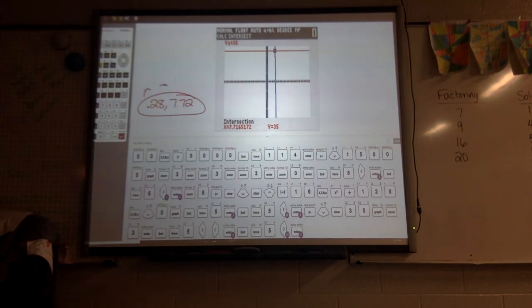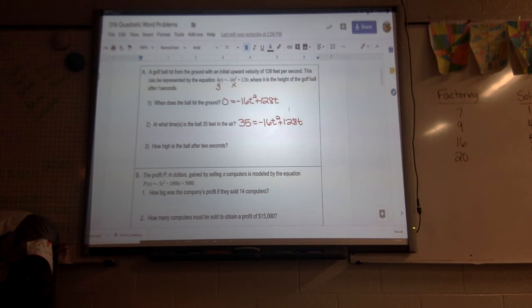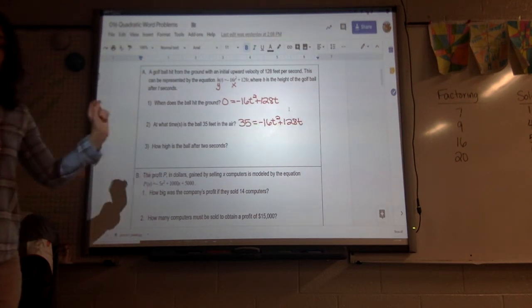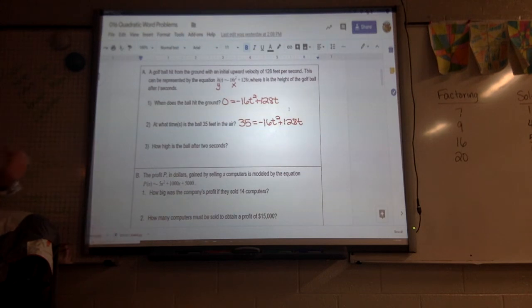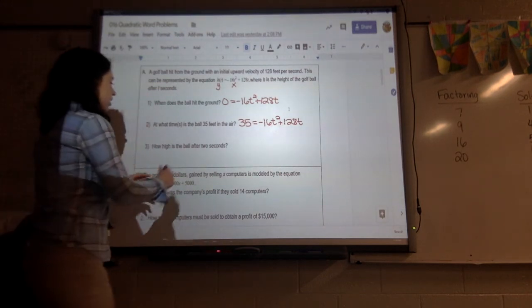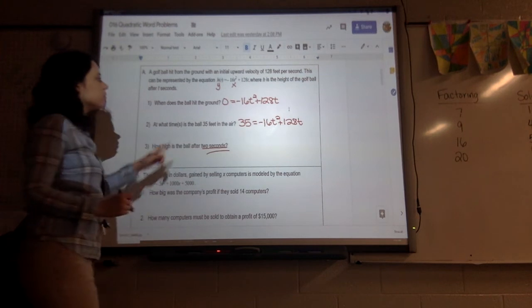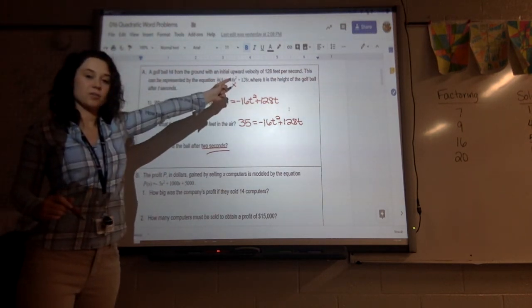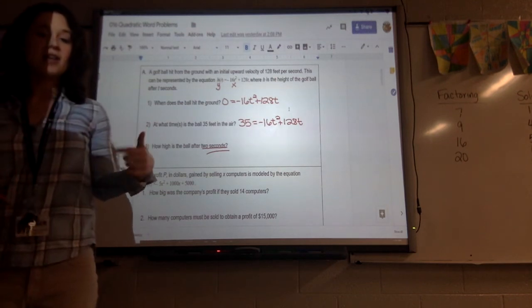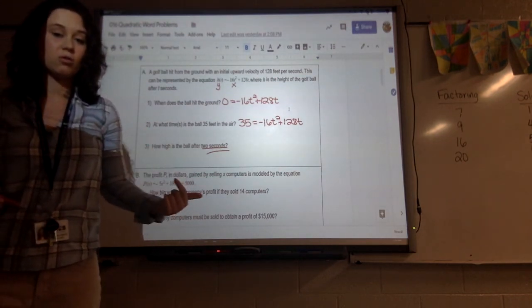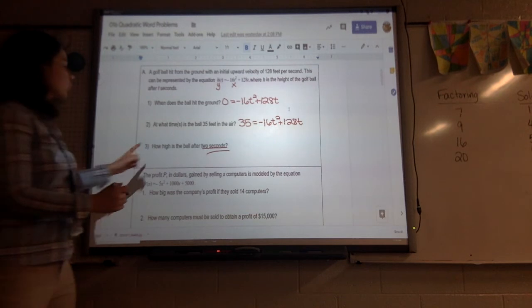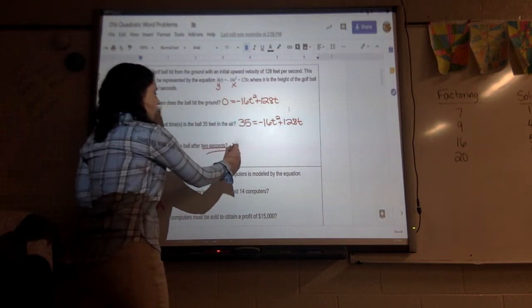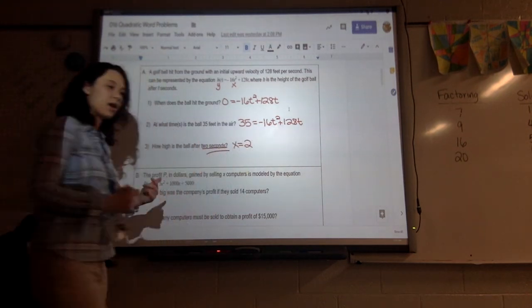Alrighty. So our very last part of example A, it reads a little bit differently, and here's why. It says how high is the ball after 2 seconds. It doesn't give me a height. It gives me a time. And if you notice back at the very beginning, we said that time was x. And your calculator actually has an x equals button that you can use, so that's what we're going to look at now. So what I'm looking at here is, what is the height when x equals 2?